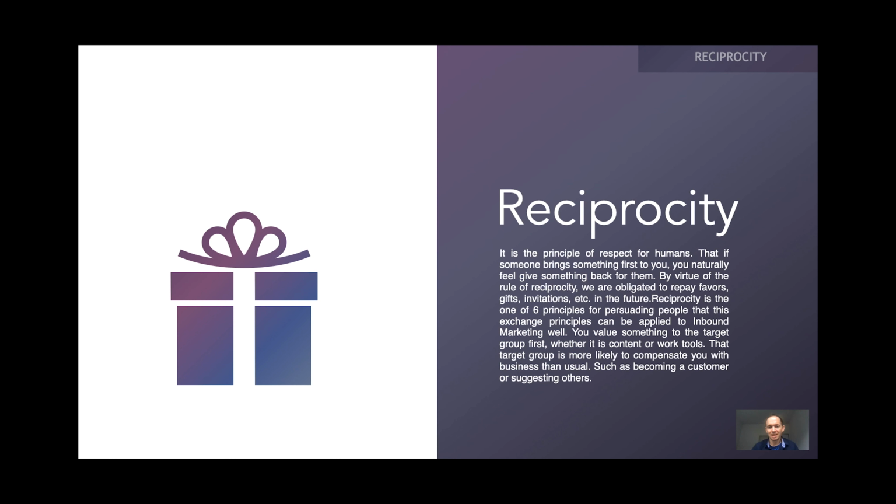Another one that I found very interesting is reciprocity, because it's something that also happens rather subconsciously. So reciprocity is the principle of respect for humans. What does it mean? If someone brings something first to you, you feel obligated to also bring something back to them, to give them something back, right? So that's the rule of reciprocity.